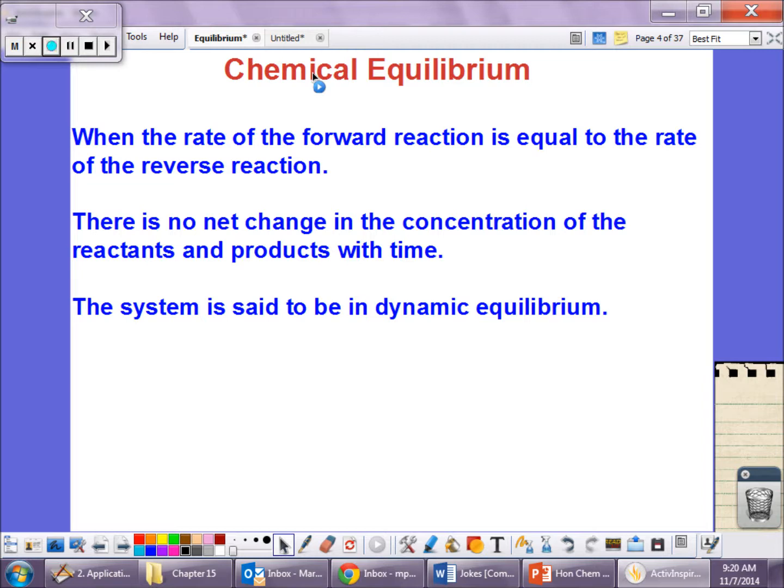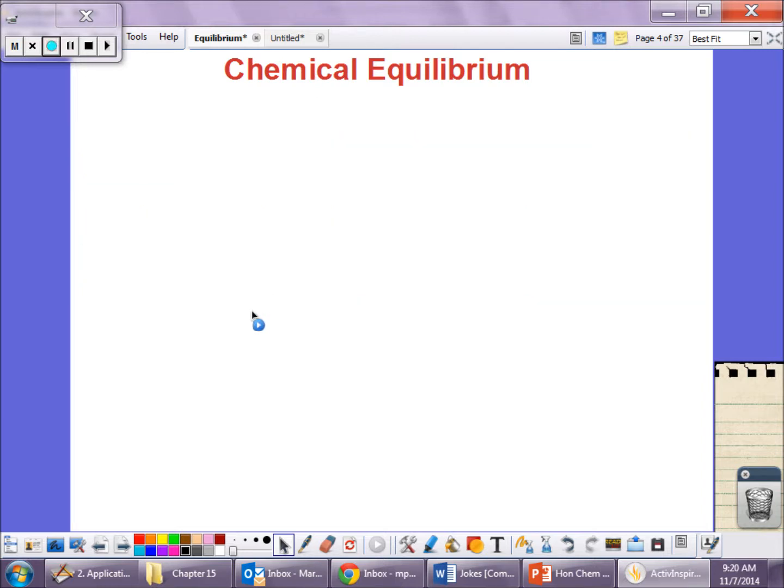The system is said to be in dynamic equilibrium. Dynamic means movement. You may look at it and see nothing is happening, but there are things going on. Just imagine you have a closed beaker with boiling water. You have some water vaporizing, and at the same time some condensing. When the rate of condensation equals the rate of vaporization, that's what we have, a dynamic equilibrium. All right, let's move on.